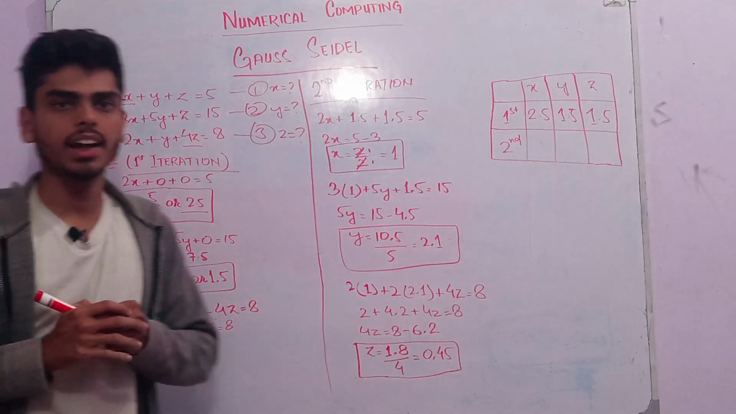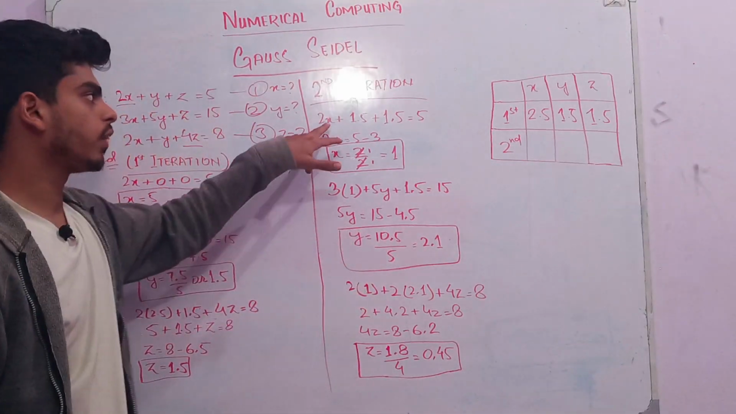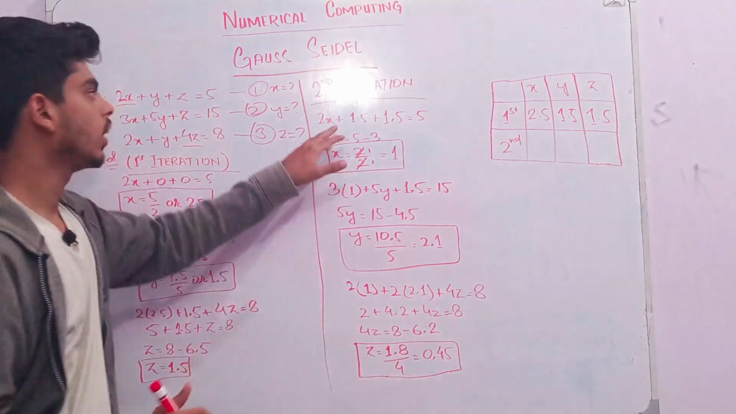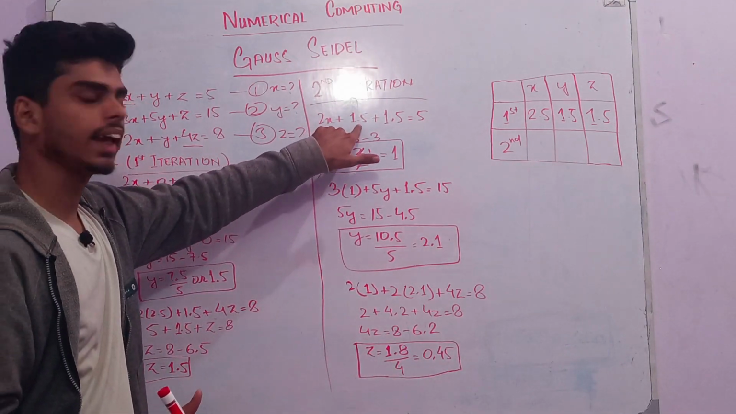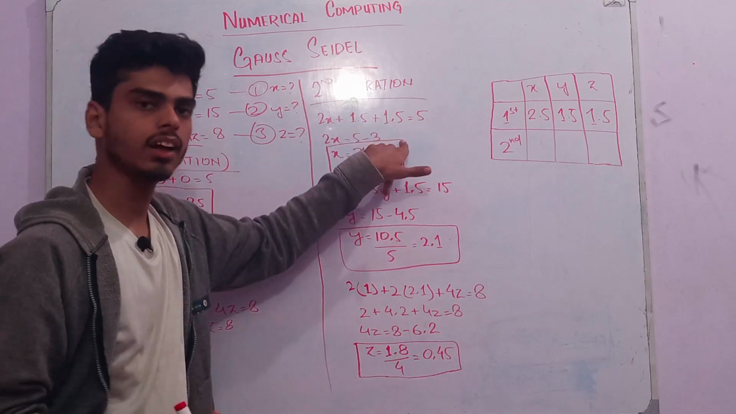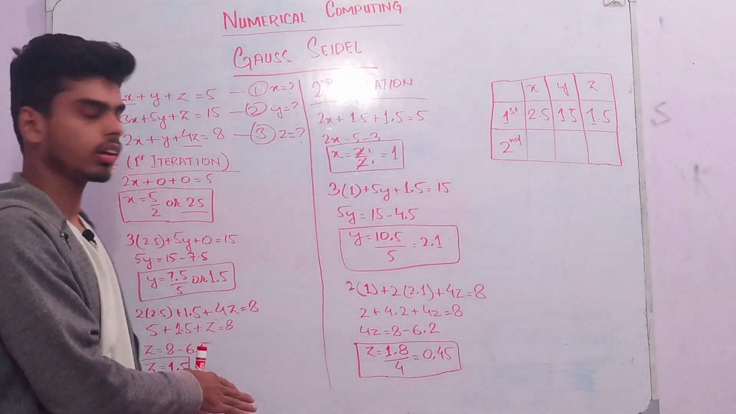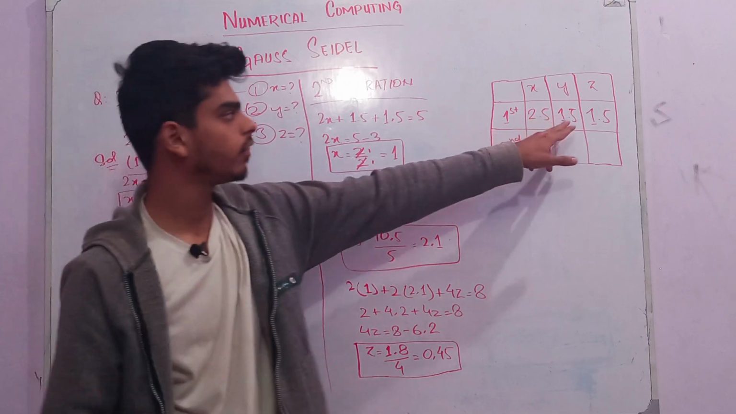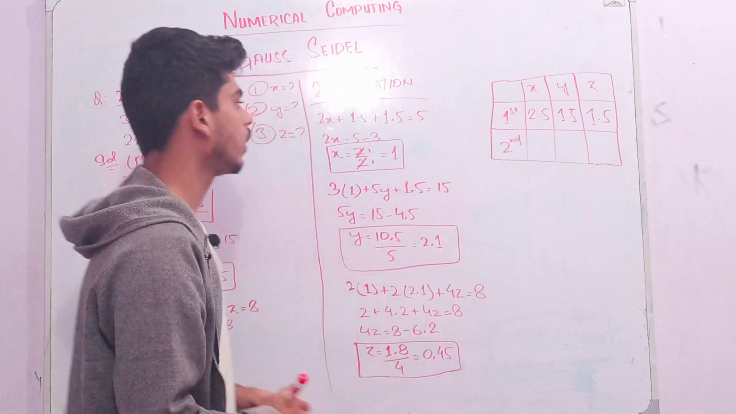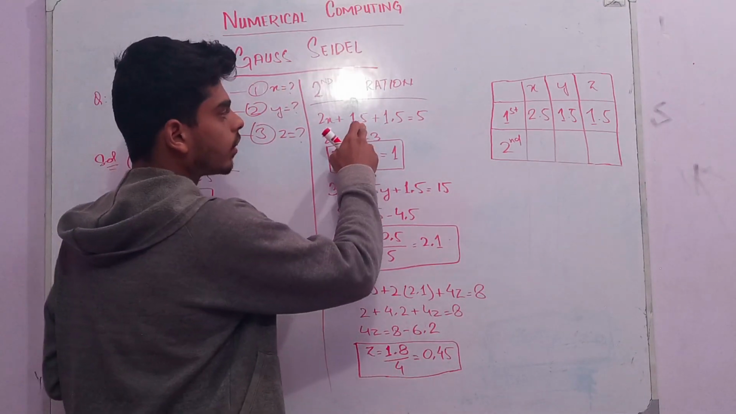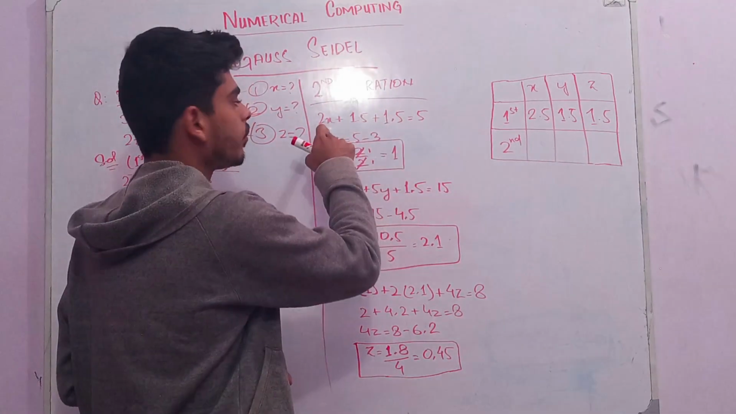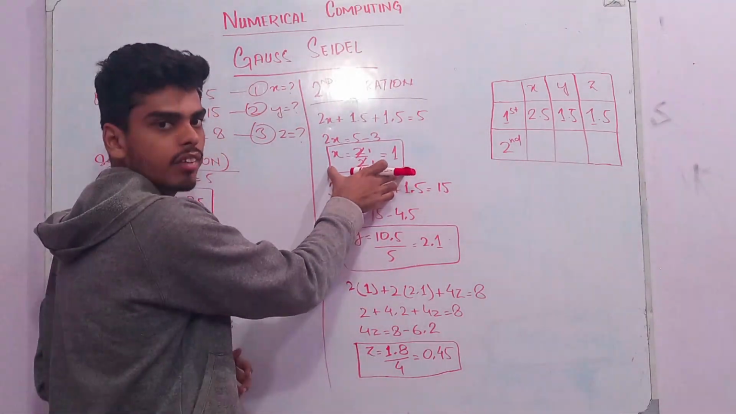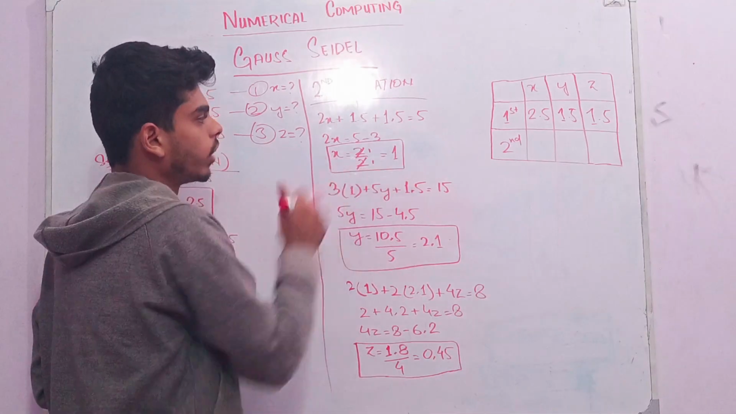Now in the second iteration, we have to find x again because we have to get closer to the root. To find x, we take the values of y and z from the previous iteration. From the previous iteration, we have y and z equal to 1.5. So we put y and z as 1.5 and find x. In the first step of the second iteration, we get the value of x which is 1.